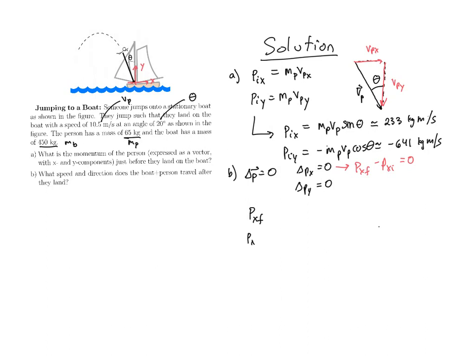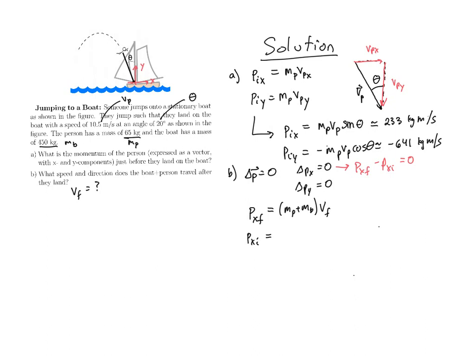Let's do the final momentum first. The final momentum, the boat and the person are going to be stuck together, so they're going to have a common mass, m person plus m boat, and they're going to have a common velocity, which I'm going to call vf. So maybe over here I should have written vf equals question mark to be the unknown final velocity of the boat and the person.